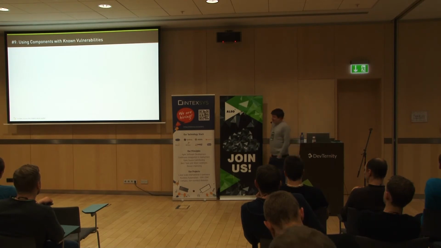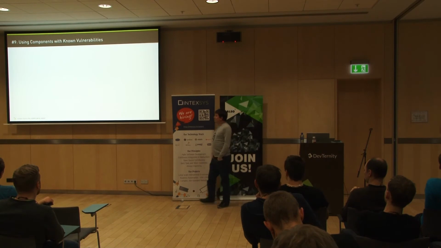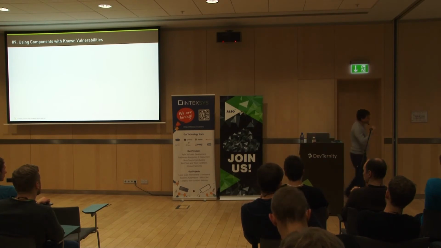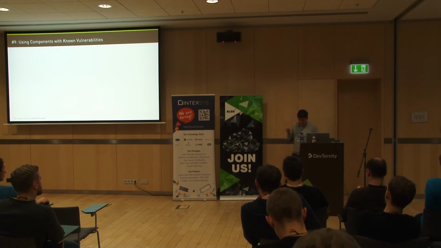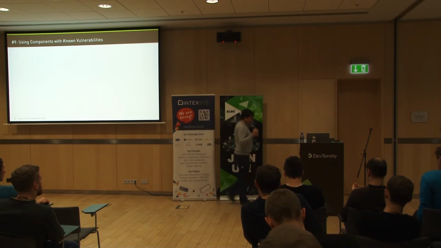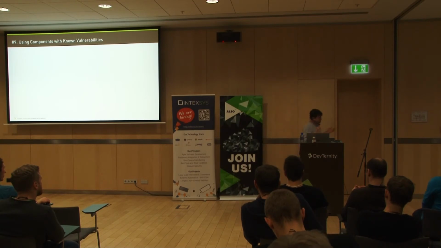Number 9 is something that sounds obvious: using components with known vulnerabilities. Does that really happen? Well, I have a pretty nice example here. It's a local example. I come from Germany, and we have several train providers. But there's a market leader, the former state train provider, and they have displays at the stations they run, which show you this train is departing at that time at that track.